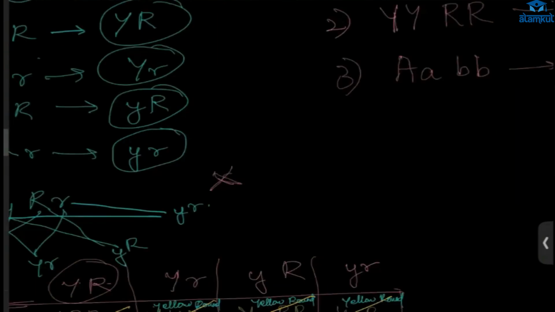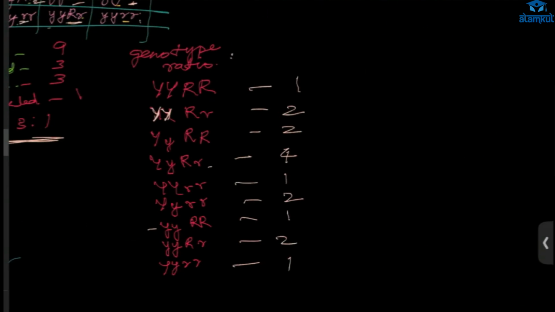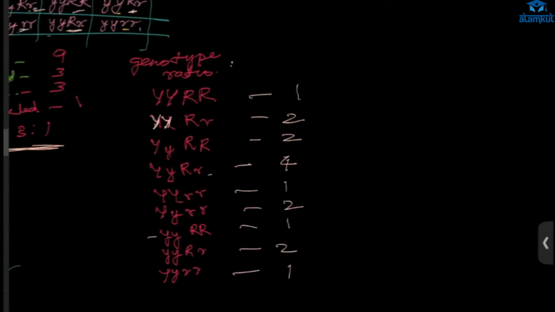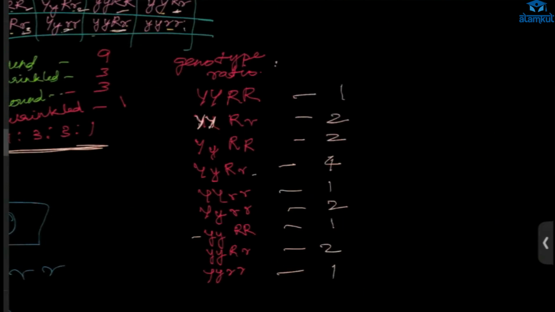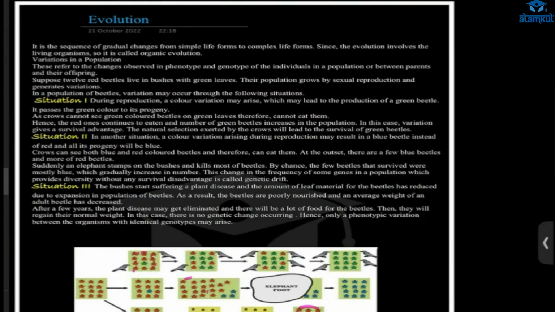For the genotypic ratio, what would you do? You have to write all the genotypes, then find how many there are, like this. Will it come in the exam? No, the genotypic ratio won't come in the exam for the dihybrid cross. So this inheritance is over. Now let's talk about evolution.